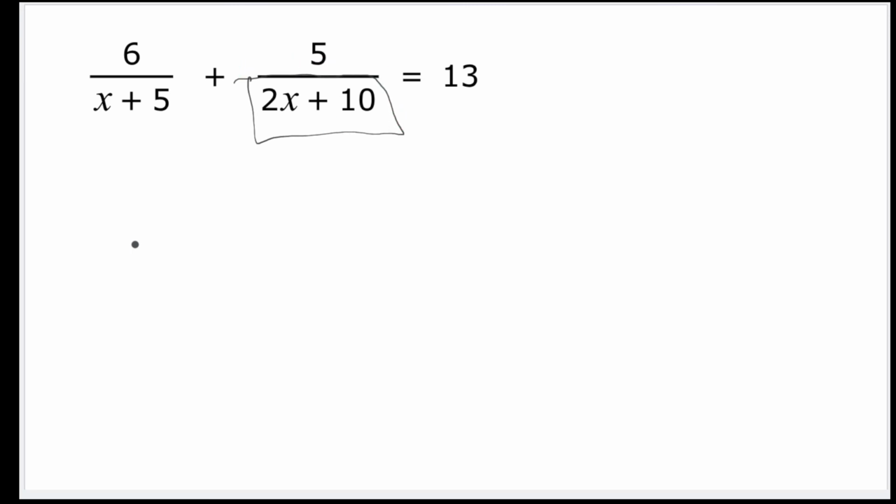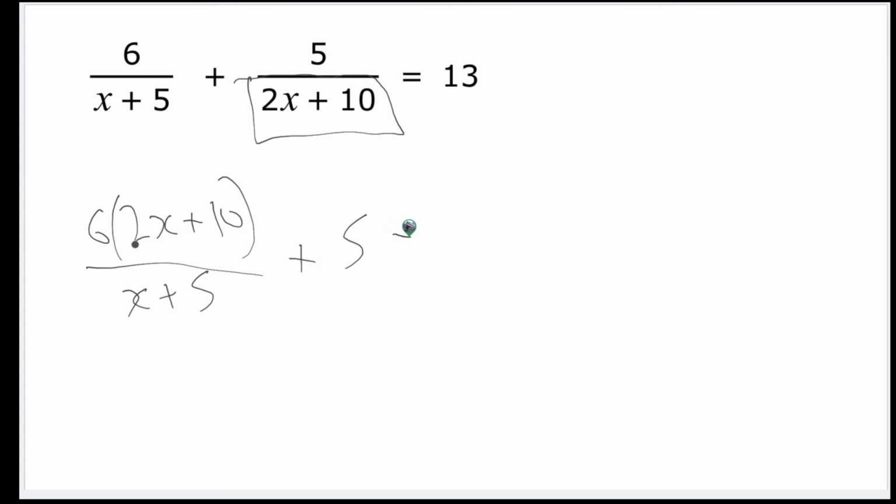Okay, so we've got 6 on the top, and we multiply by a fraction. It only goes on the top, not on the top and the bottom. So 2x plus 10 over x plus 5, plus 5, and that's equal to 13 times by 2x plus 10.